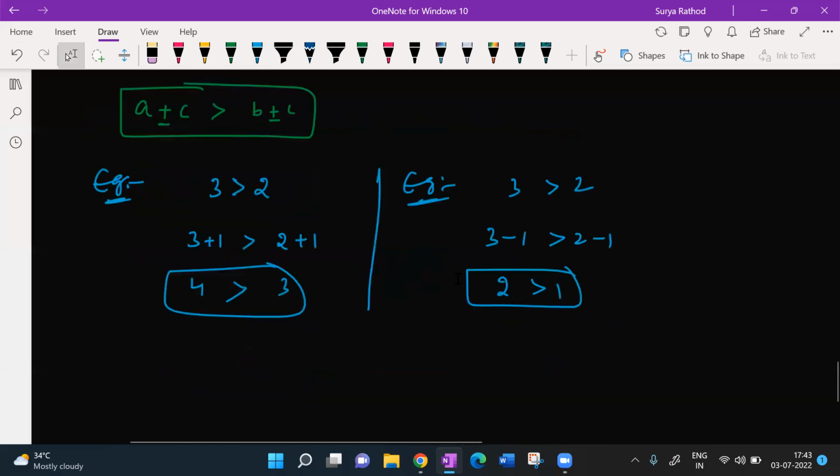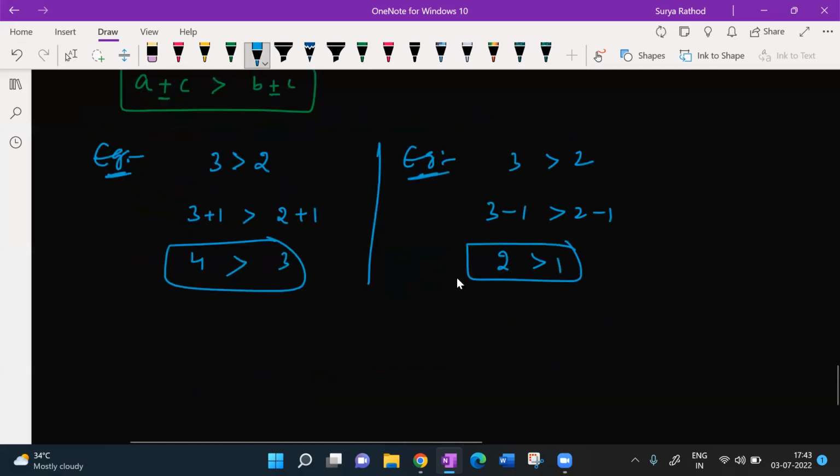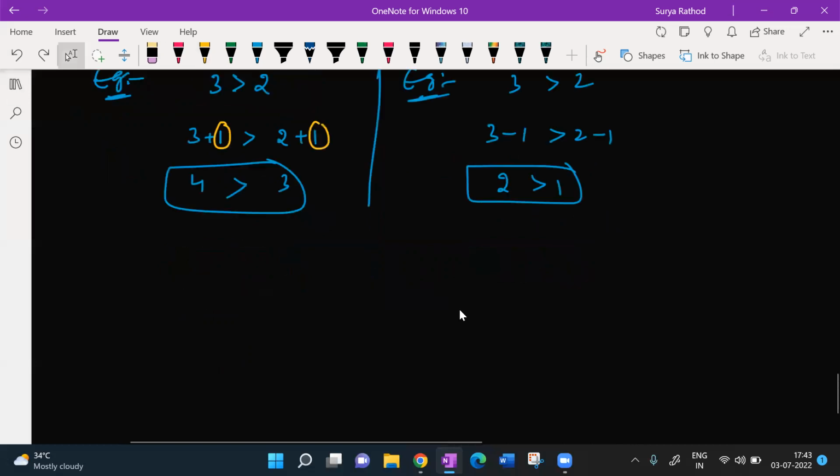Sir, you are adding a number C which is greater than 0. Here 1 is greater than 0, right? If I add a number greater than 0 on both sides, the inequality is not going to change. Sir, what if you add a number less than 0 on both sides? Here I added minus 1 on both sides. Nothing changes.